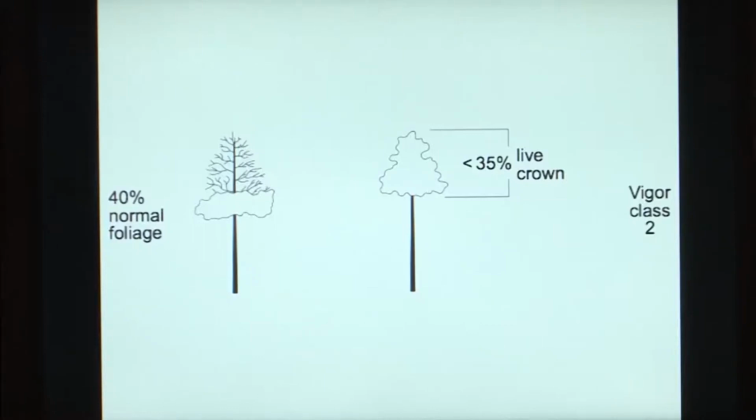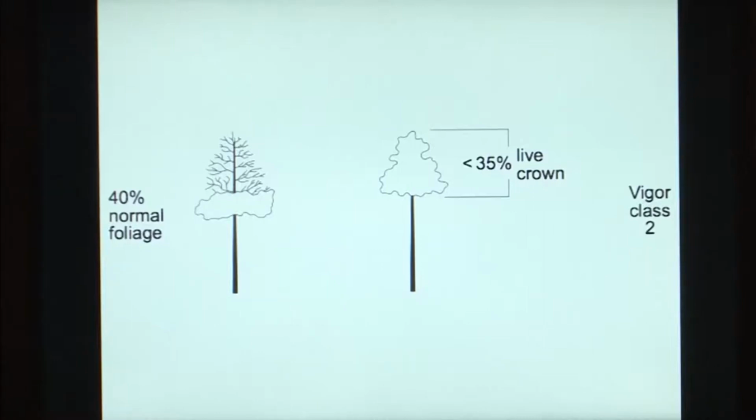So, in the case of the first plant here we have just 40% normal foliage, so it will not come under class 1. Similarly, in the case of the second figure, it has less than 35% live crown, so that is why it is not part of class 1.